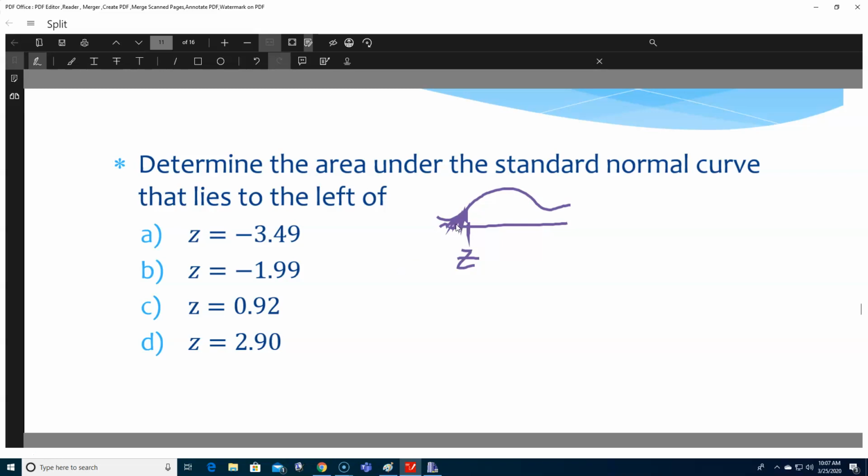So to do this, we're going to use the calculator. There's something called the z-score chart, which I would go over in class, but it's rather complicated. So we're going to stick to the calculator. I'm going to show calculator-based methods for everything to keep it more simplistic, more streamlined. So we're going to find the probability or the area that lies under the curve to the left of the z-score value, negative 3.49.